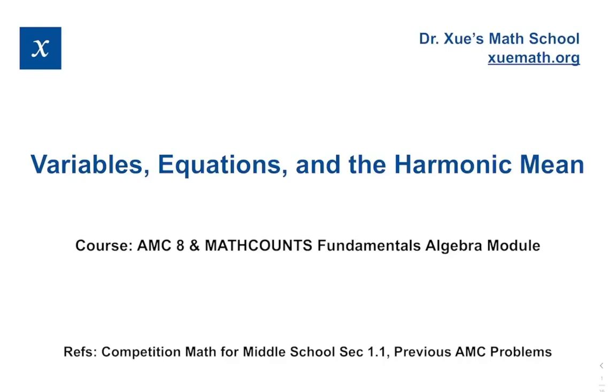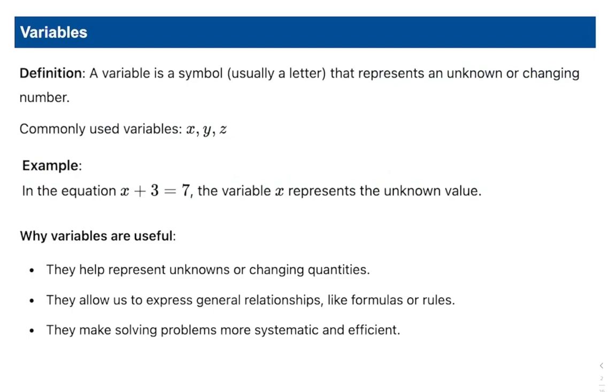Today we'll talk about variables, equations, and harmonic mean. A variable is a symbol that represents an unknown number or changing number. Frequently, we use x, y, z to denote variables. Sometimes we also use m, n, p, q, or even Greek letters, alpha, beta, gamma, etc.